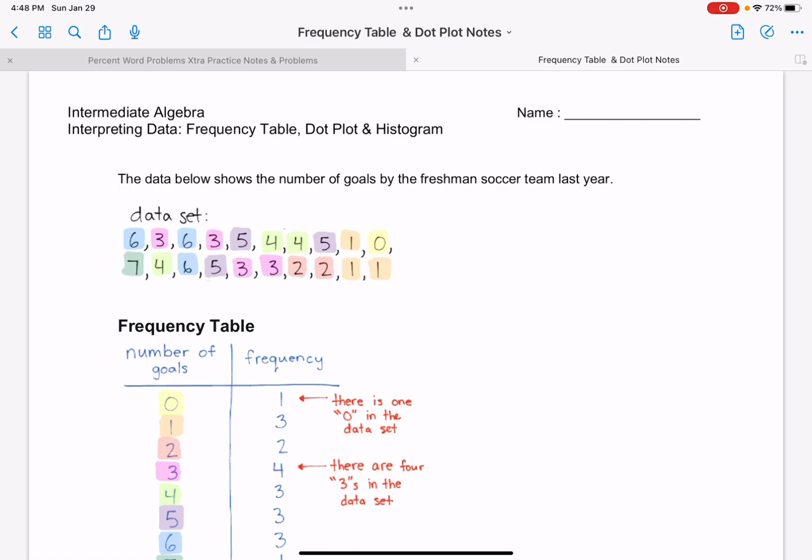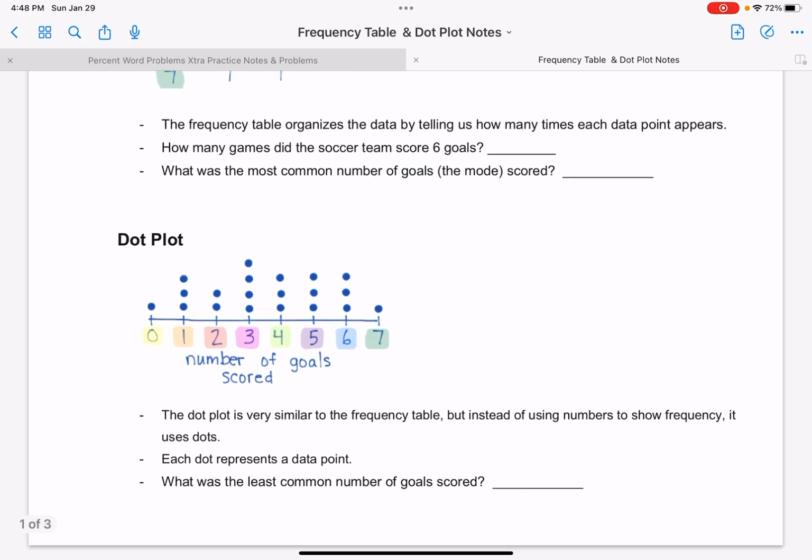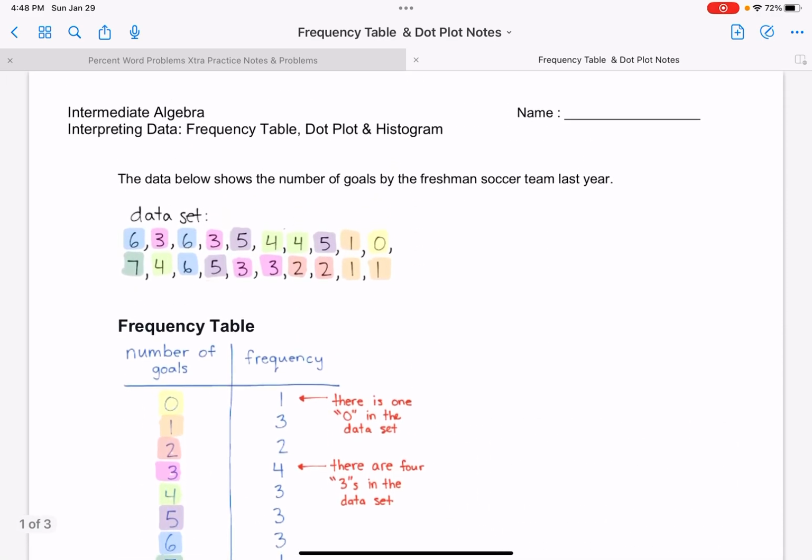Today this new way is through a frequency table and a dot plot. Okay, so we are not going to cover histograms today. We're just going to cover these two items on this page. We'll get to histograms later. So I want to give you an opportunity to look at this, evaluate it, examine it, and then practice it through the homework.